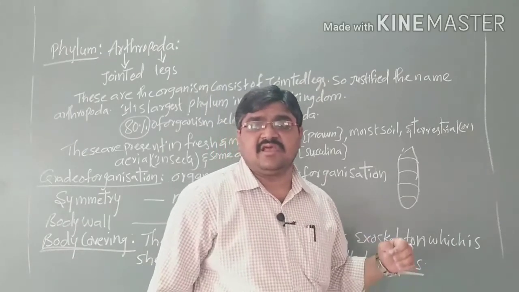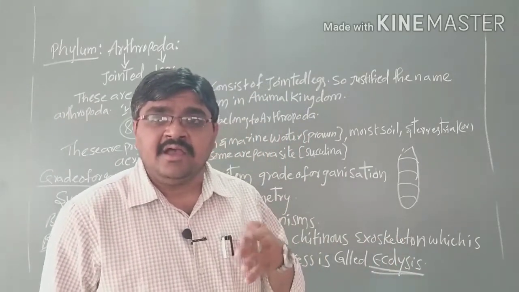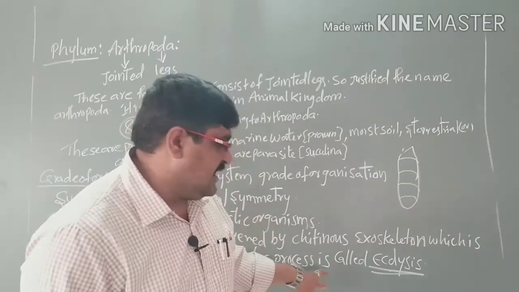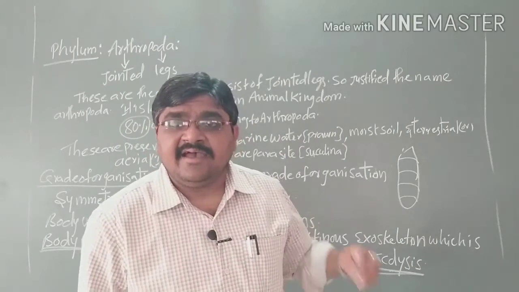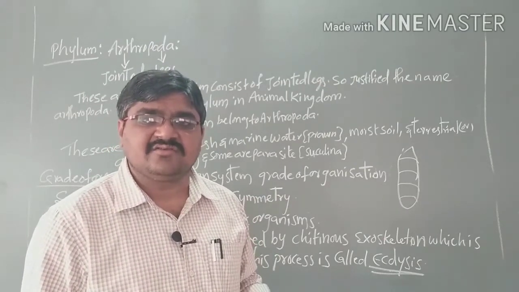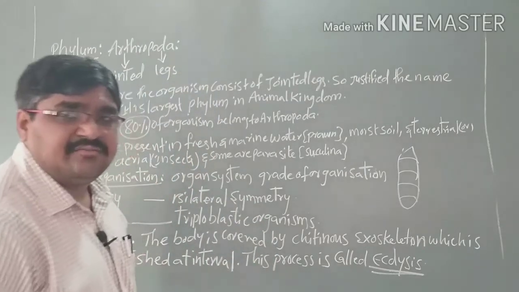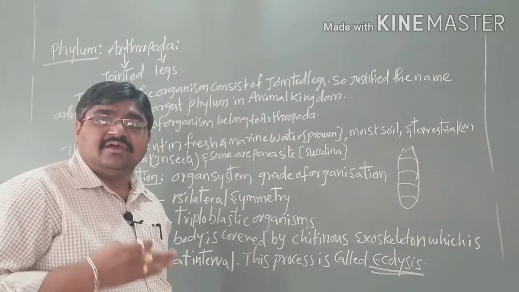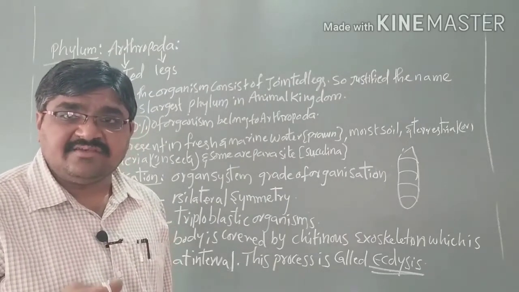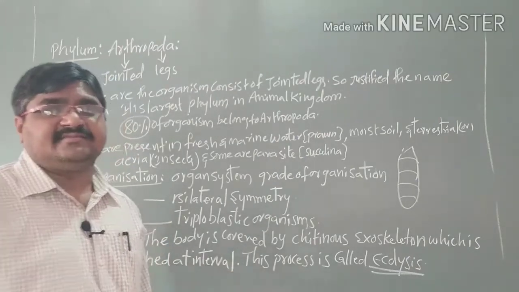What does ecdysis mean? Here the exoskeleton is a chitinous exoskeleton which is shed at intervals. Intervals means gaps. The gap is present between the body coverings. So we call this process ecdysis. The exoskeleton is also made up of calcium salts, for example in crabs. Calcium salts are present in the form of exoskeleton. So this is what we call body coverings.